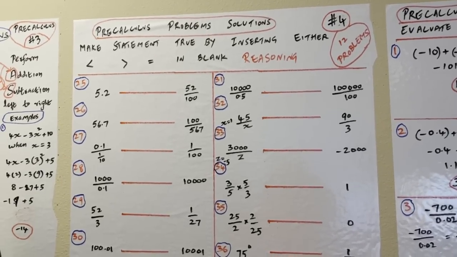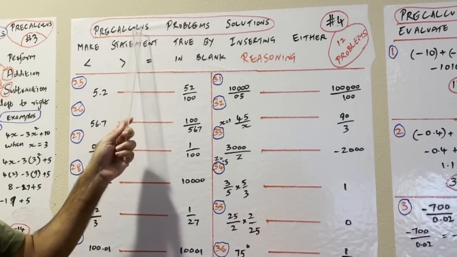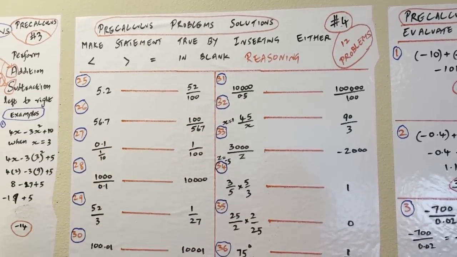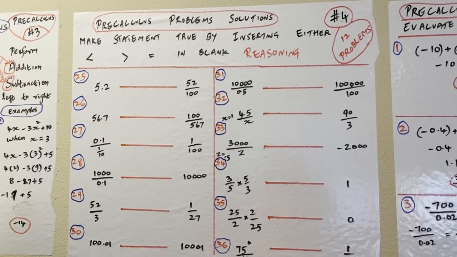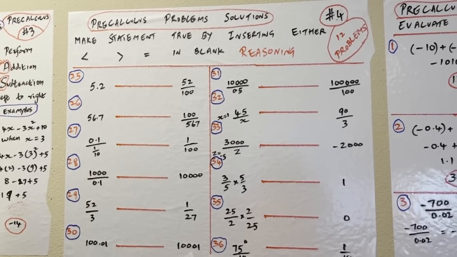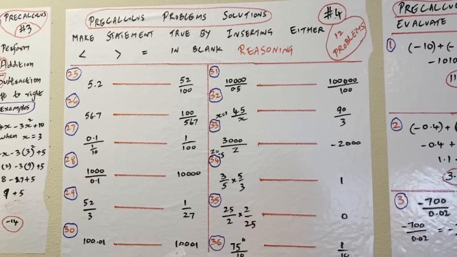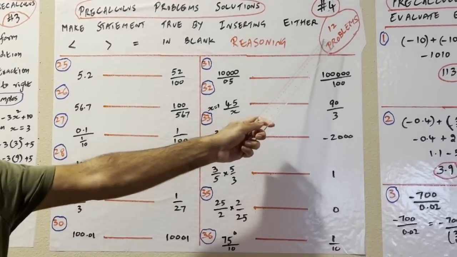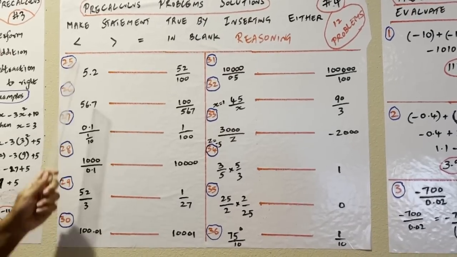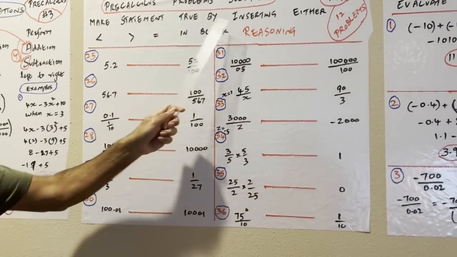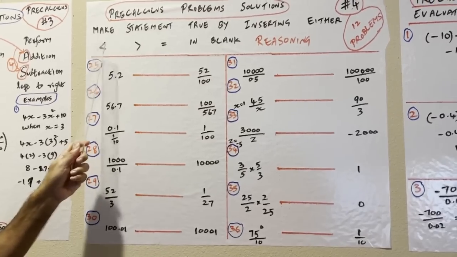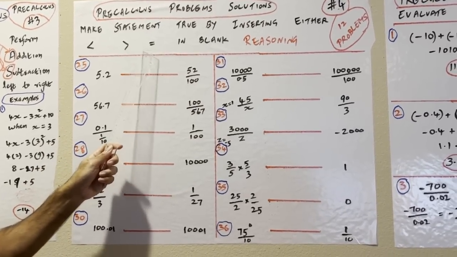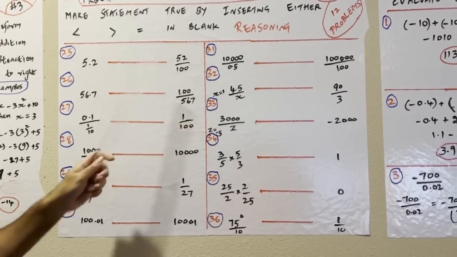Hi, this is lesson 4 of pre-calculus problem solutions. Please watch my 3 other videos. In the previous video I talked about PEMDAS order of operations. Let's jump into this one. We have 12 problems here. What we have to do is make the statement true by inserting either less than, greater than, or equal to in the blank. What we use is reasoning.